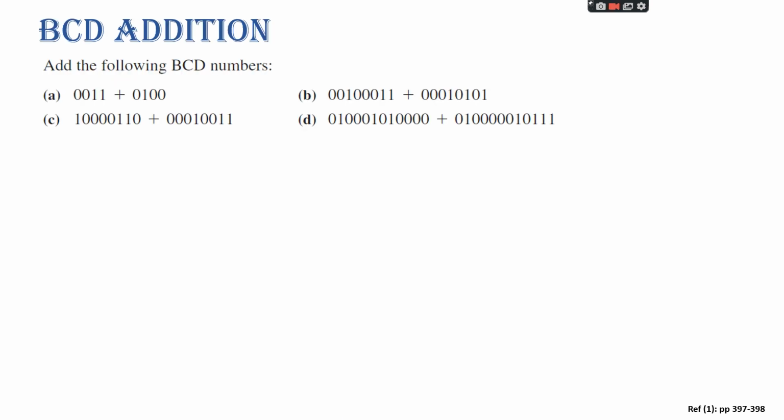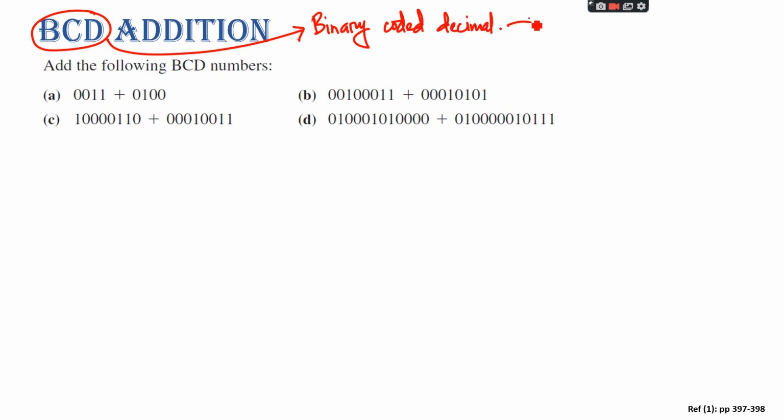Okay. So now we can go for a different type of addition, which is called BCD addition. What is BCD addition? What does BCD refer to? You remember? Binary Coded Decimal. So every decimal digit is represented by its 4-bit binary digit, right? Yes, sir.